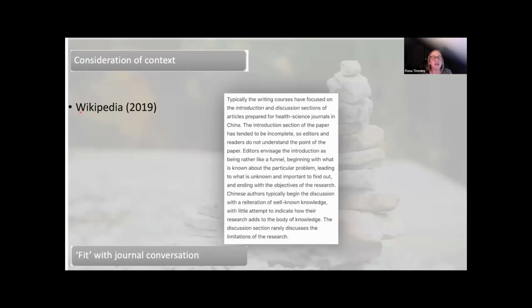This is a really interesting extract from Wikipedia, speaking about Chinese authors, in fact. What it says here is that typically the writing courses have focused on the introduction and discussion sections of articles prepared for health science journals in China.